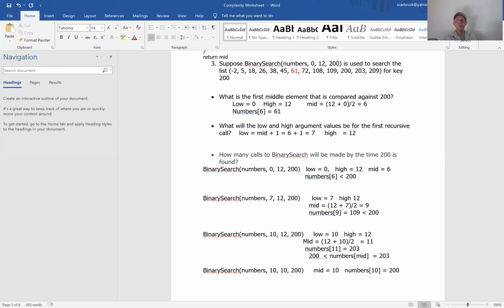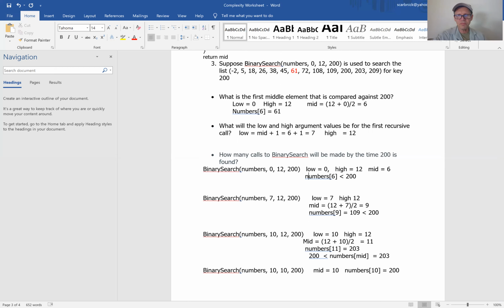So now we move the low to 7. So we're going to look only at values to the right of 6. So now we're going to look from 7 to 12. We take the average of that and we get 9. So once again, numbers of 9 is 109. 109 is less than 200, so everything to the left of 9 is less than 200.